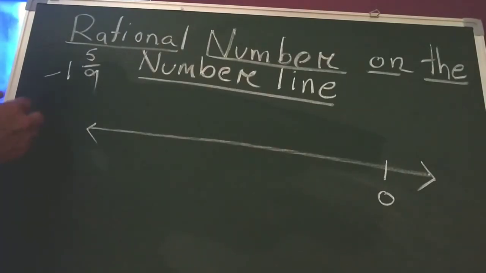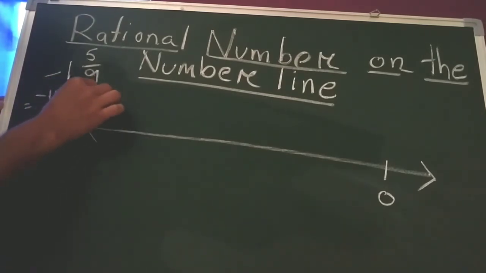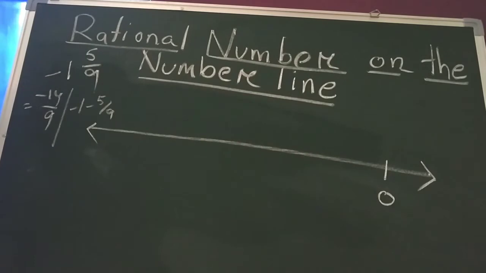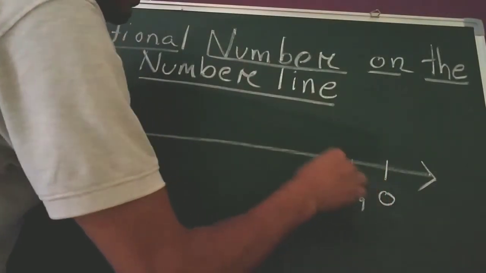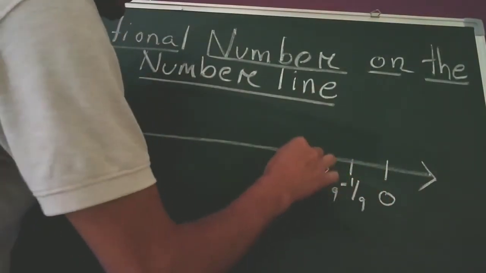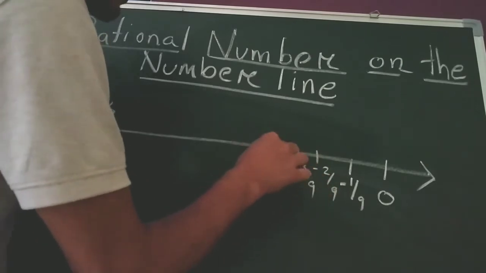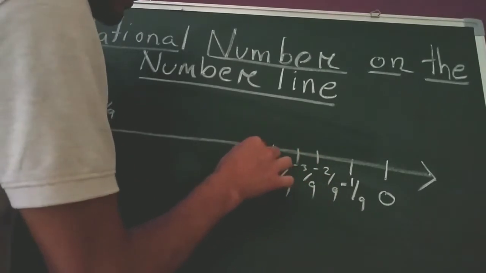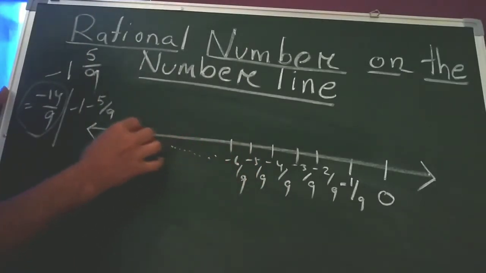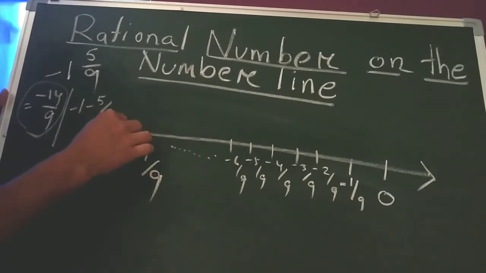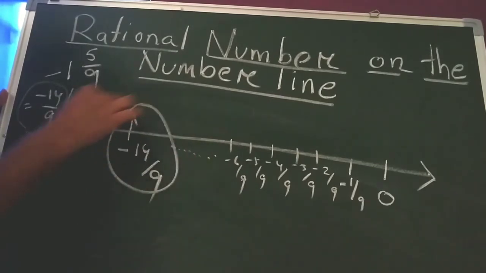Here I gave you minus 14 by 9 or minus 1 minus 5 by 9. If you have this one, it is very easy to represent. So 0, minus 1 by 9, minus 2 by 9, minus 3 by 9, in this way minus 4 by 9, minus 5 by 9, minus 6 by 9. Like this, if you continue, you will get minus 14 by 9. So this is our rational number minus 14 by 9.